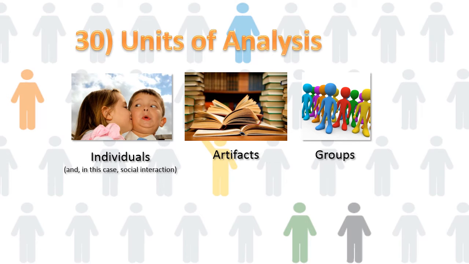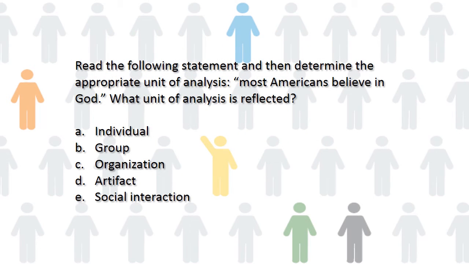For example, the next slide uses an example that you might actually see in the exam. Read the following statement, then determine the appropriate unit of analysis. Most Americans believe in God. So what would the unit of analysis reflect? Well, you've got 5 choices there: individual, group, organization, artifact, or social interaction. A lot of people would have to say group. They would usually say group because it's Americans. However, it's actually the individual.